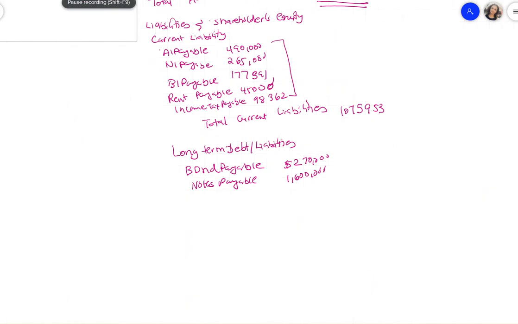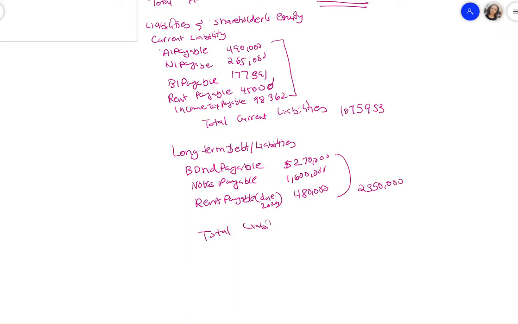So let's go forward. We had a rent payable, and that was for the long term, and they said it's due 2024, and that is 480,000. If I add it all together, that's my long-term liability, 2,350,000. The next title is my total liabilities. You're going to add your current liability with your long-term liability, and that is 3,425,953.